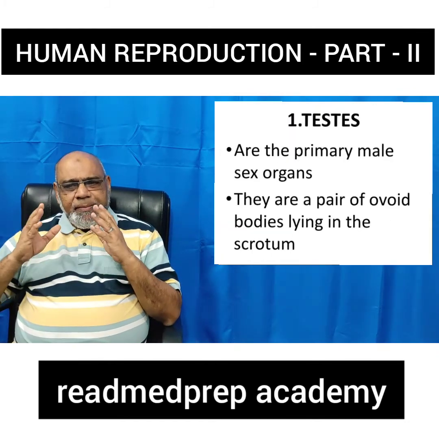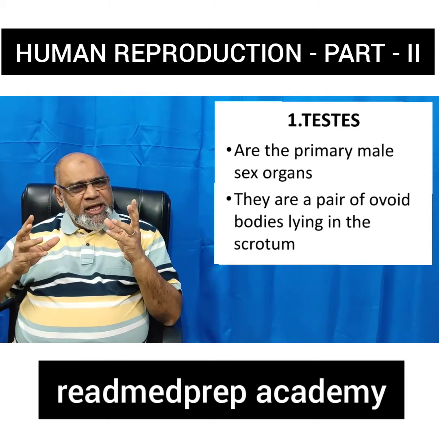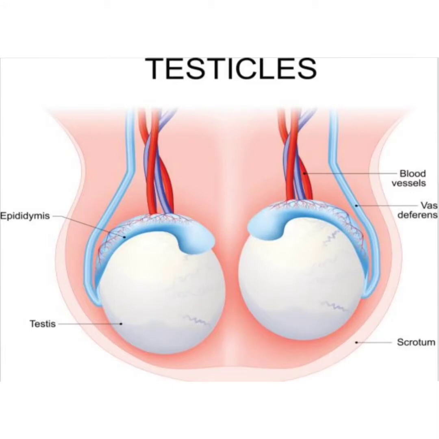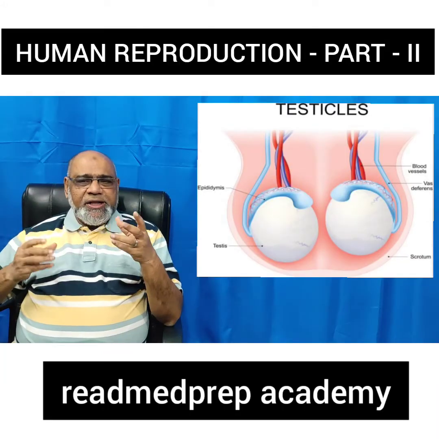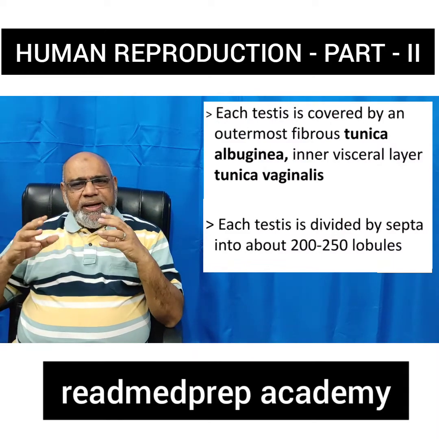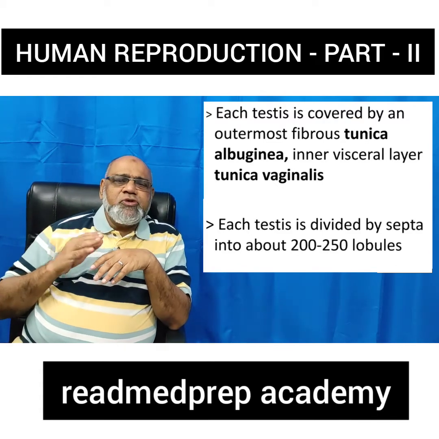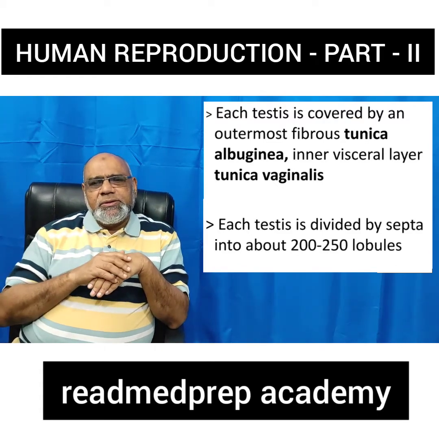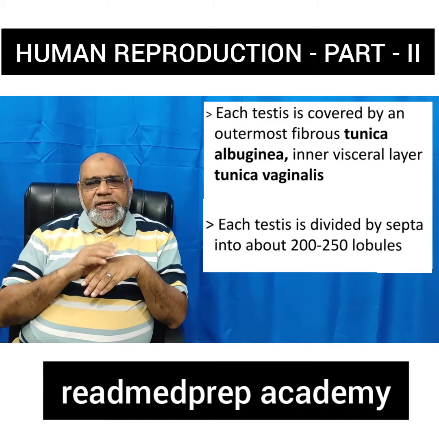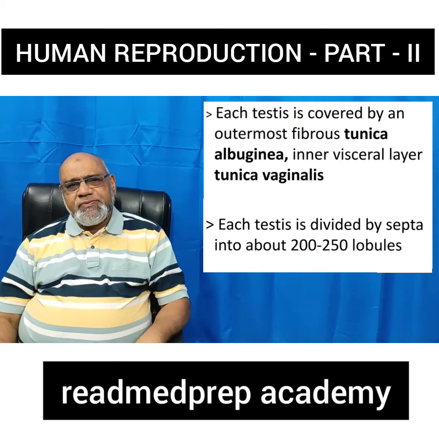Testes are the main primary male sex organs. How are they? They are a pair of ovoid bodies. Where are they? They are in the scrotum. Each testis is covered by an outermost fibrous layer called the tunica albuginea. Inner to the tunica albuginea, there is an inner visceral layer called the tunica vaginalis.